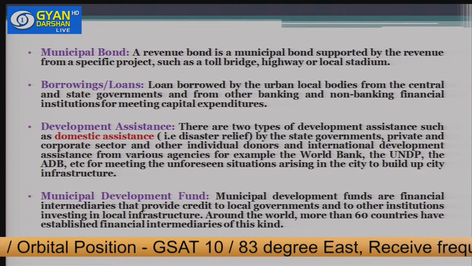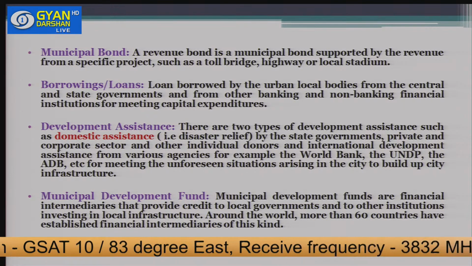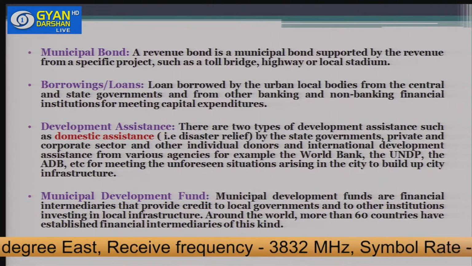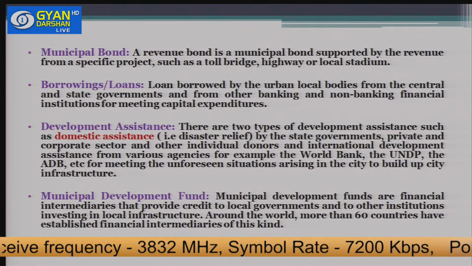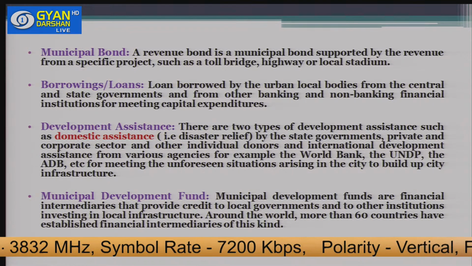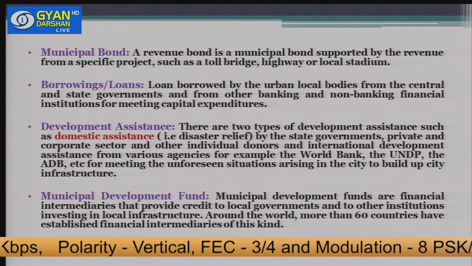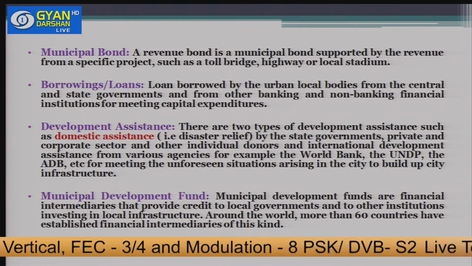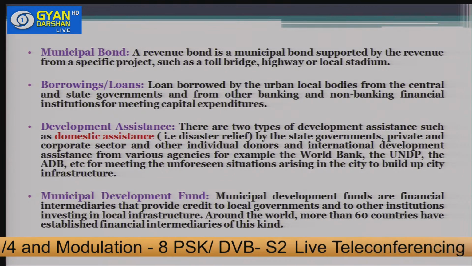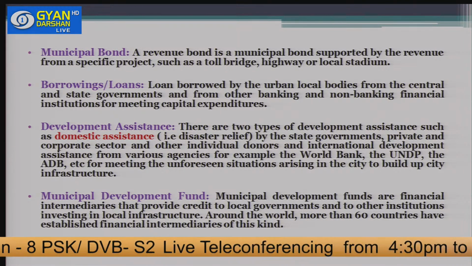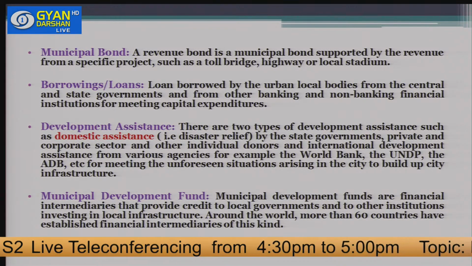Suppose many corporate bodies can also finance the opening of a hospital, or of schools and colleges under the municipality, and they also give funds for many kinds of welfare activity. And the urban local body can also have its municipal development fund. They can create a fund so that whenever there is a requirement, they can use those funds for their developmental activities.